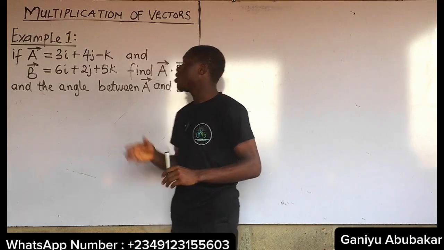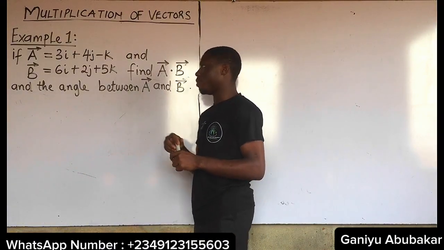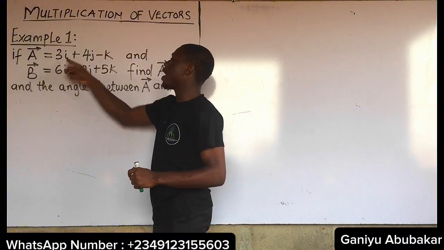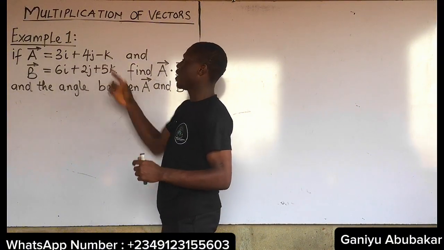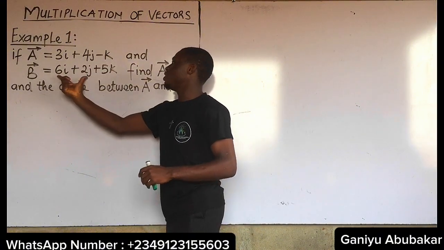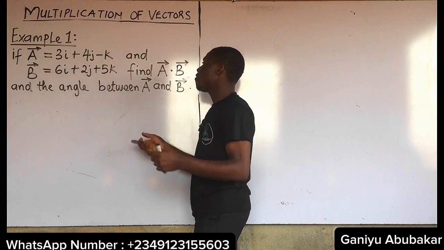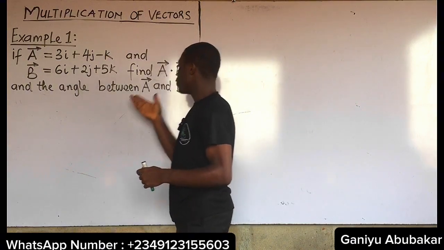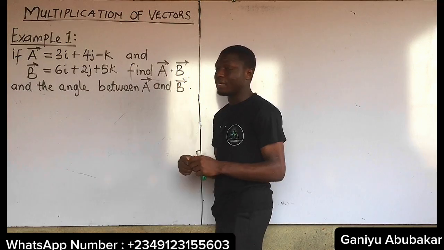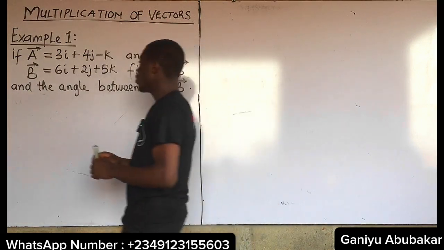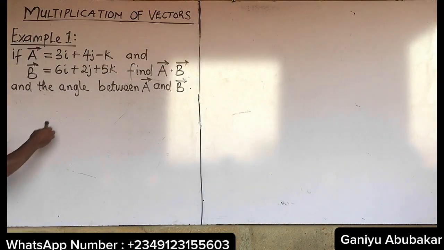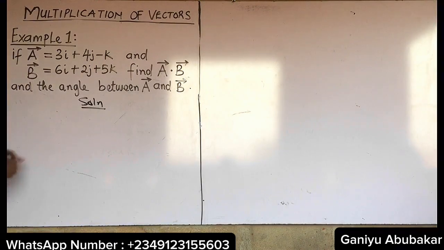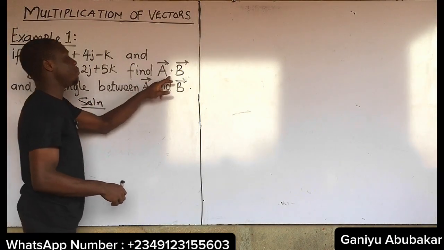Welcome back. So let's say we are told to solve this problem here. Example 1 says if vector A is equal to 3i plus 4j minus k and vector B is this one here, as you can see, find the dot product of A and B and the angle between vector A and vector B. So how do you solve this problem here? Your first task now is to find the dot product of A and B.